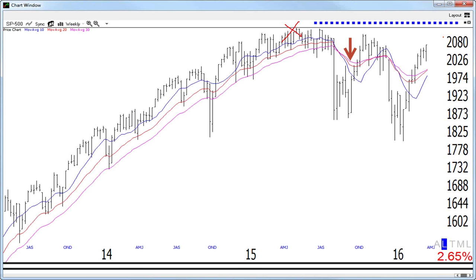But we're going to be prudent on the long side, and it's going to have to be a pretty darn good looking setup for us to take a long side setup. And if a good looking short comes along, we might just take it because the market is not quite all well. Okay? All right.